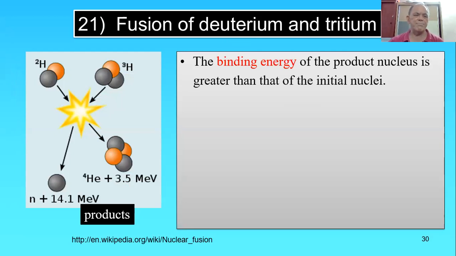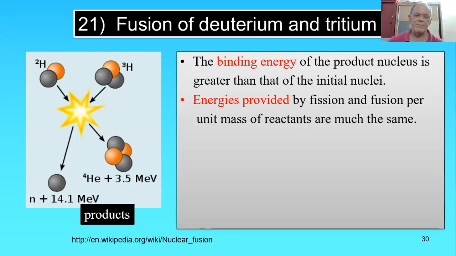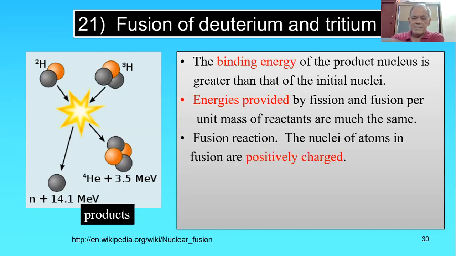Binding energy of the product is greater than the initial nuclide. Energy provided by fission and fusion per unit mass of reactants are much the same. Right? And of course, the next question we ask is, then why are we interested in fusion? We understand about the fusion reactor: the nuclei of atoms in fusion are positively charged.